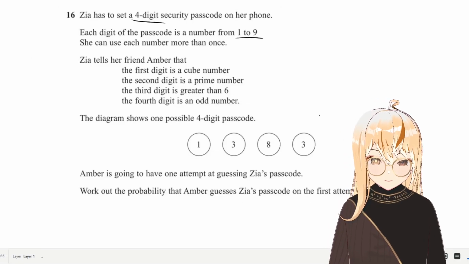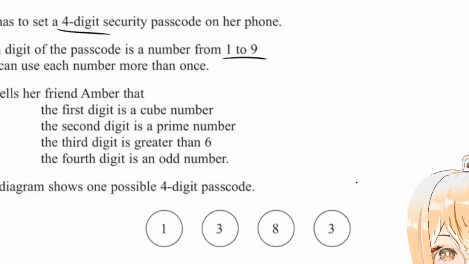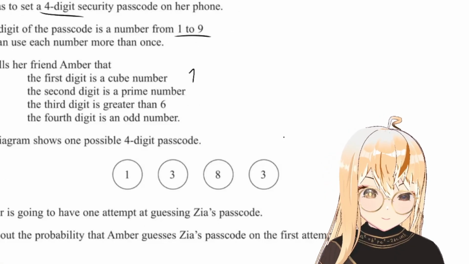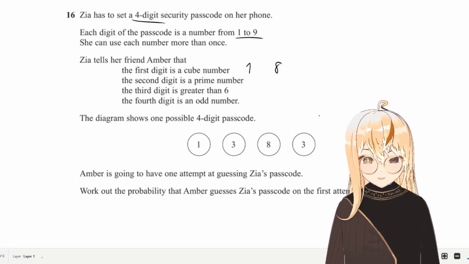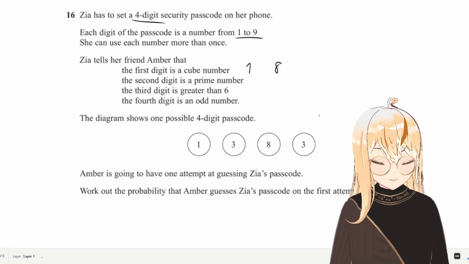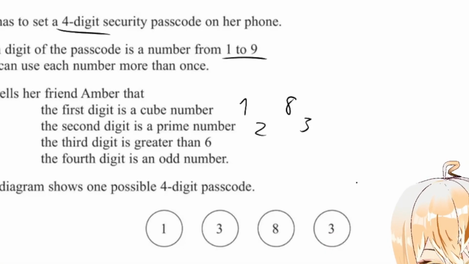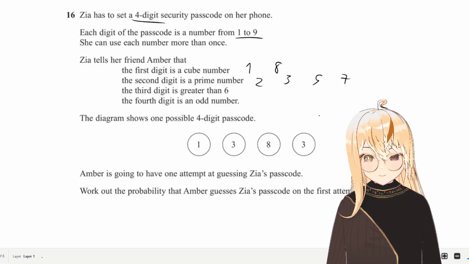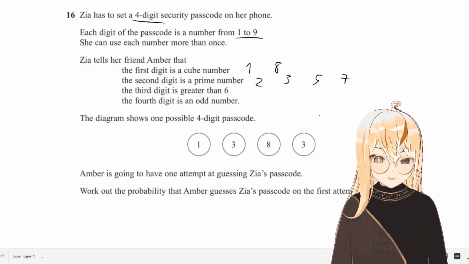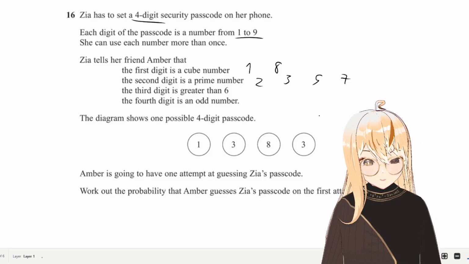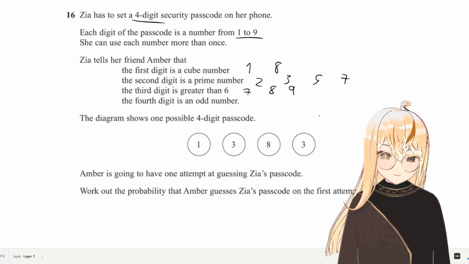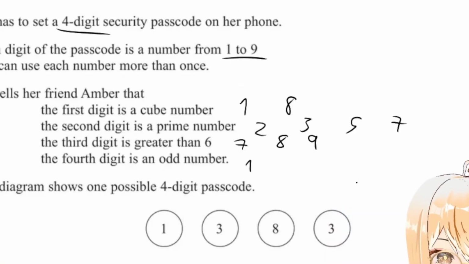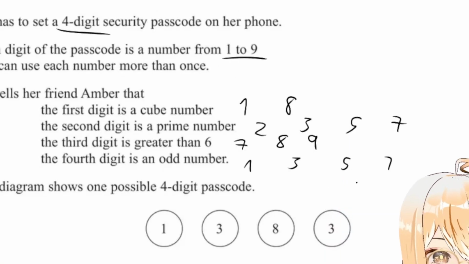So from numbers 1 to 9, the cube numbers, we've got 1, and 2 times 2 times 2 is 8. That's all we have. Then the second digit is a prime number from 1 to 9. So we've got 2, 3, 5, and 7. Third digit is greater than 6. Note that it's greater than 6 and not equal to 6. So we've got 7, 8, and 9. Then the fourth digit is odd. So we've got 1, 3, 5, 7, and 9.